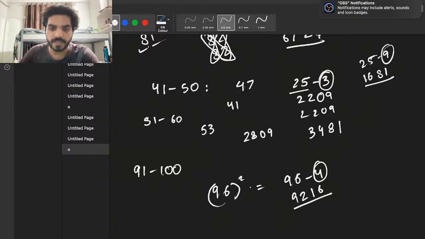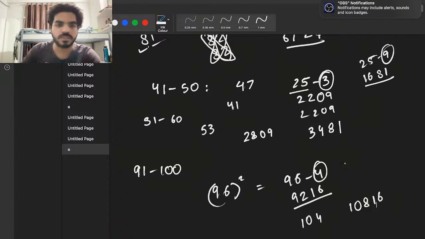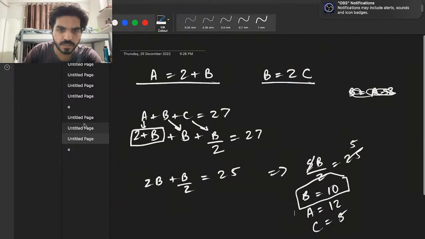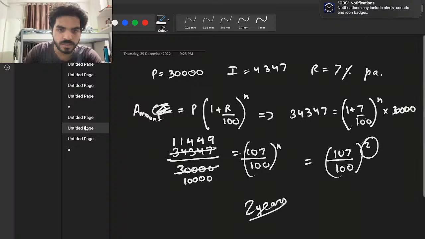Same with numbers above 100, that is 104, for example. 4 we will add, and then the square of 4, 16, so 10816. Just now we did 107. 107 will be 11449. 114 and 49. I think we just did that question. Yeah, 11449.